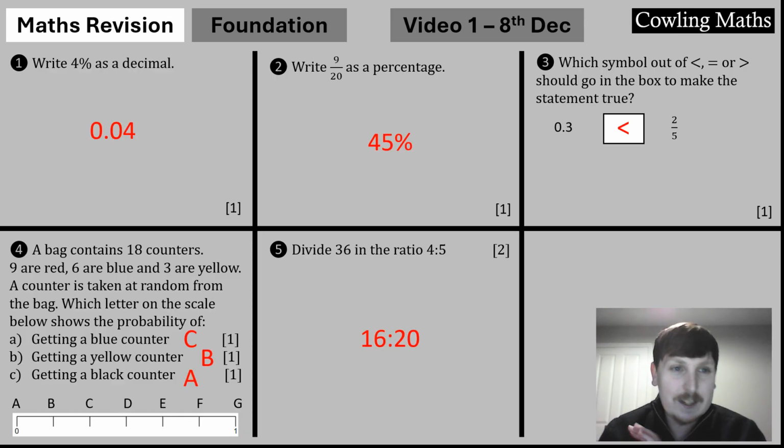So for the first question, you should have 0.04. Question 2 is 45%. Question 3 is the less than symbol, or if we're talking kind of in primary school terms, the crocodile should eat 2/5. Question 4, part A is C, part B is B, and part C is A. So the answer does spell out CBA. That was not intentional. Hopefully that's not going to backfire on me. And question 5, sharing in the ratio, you should have 16:20.